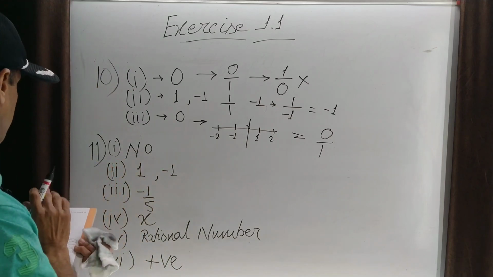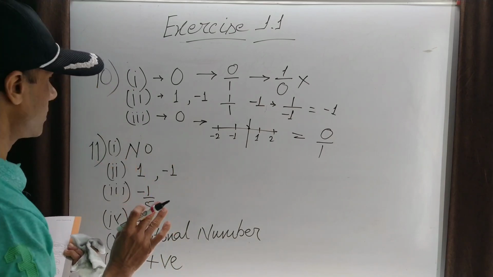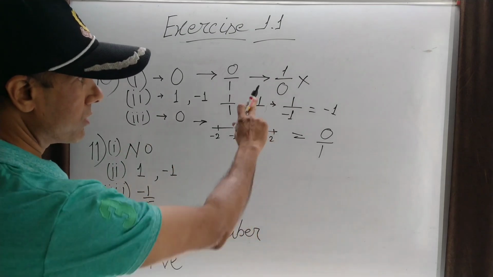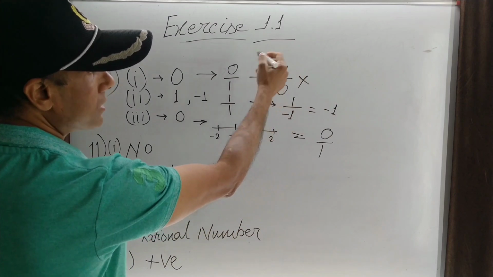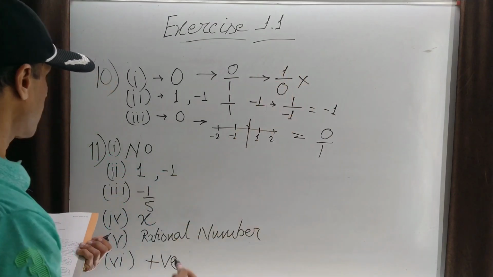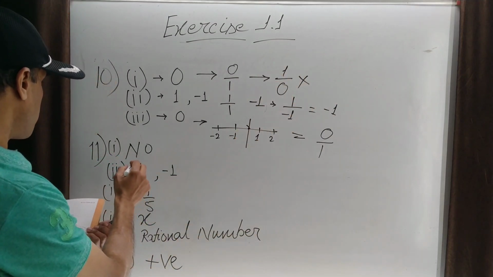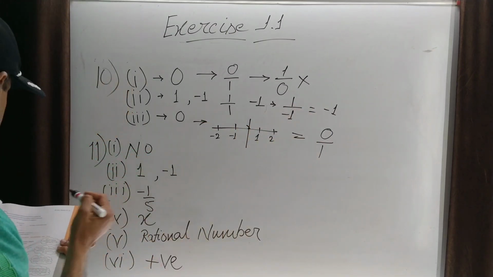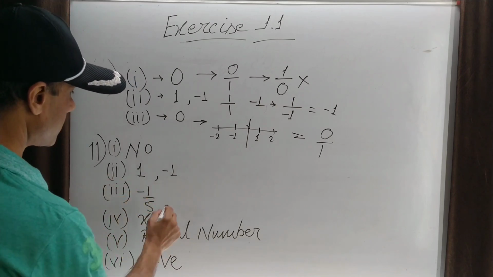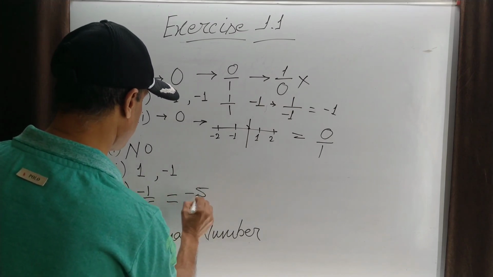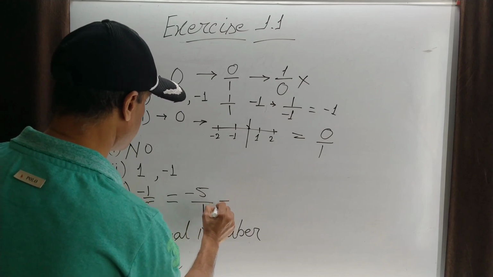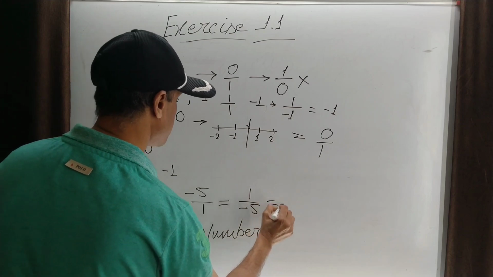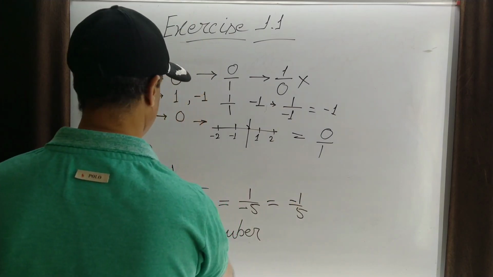Next question, 0 has dash reciprocal. So 0 doesn't have any reciprocal, as we have just understood, because if we reverse it and write, it will be infinity. Numbers 1 and minus 1 are their own reciprocal. Same question in different language. Reciprocal of minus 5: you write minus 5 as minus 5 by 1, and its reciprocal is 1 by minus 5, which is equal to minus 1 by 5.